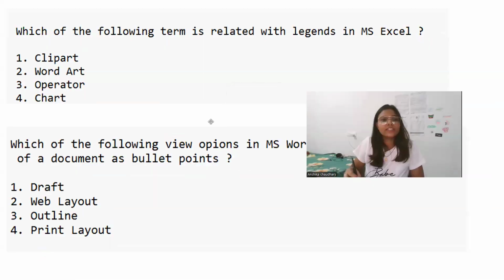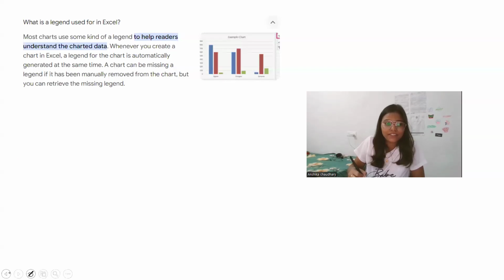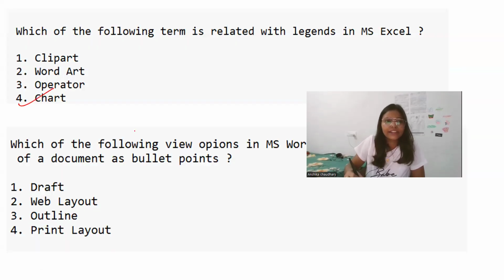So the next question is, which of the following terms is related with legends in MS Excel? So chart is a kind of legend in MS Excel. I don't know why my cursor is again hitting it. Okay, so chart is the answer.